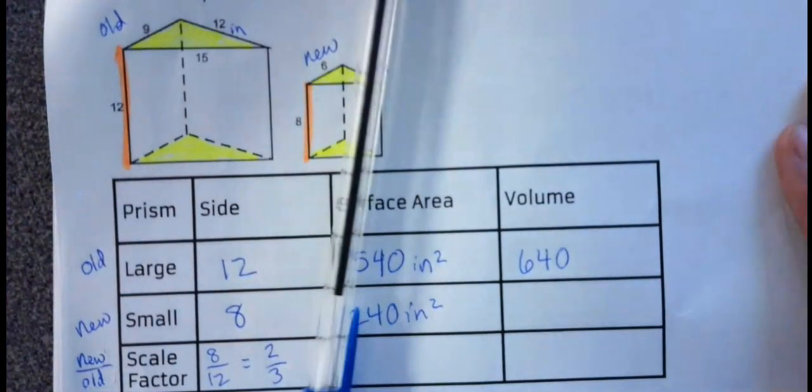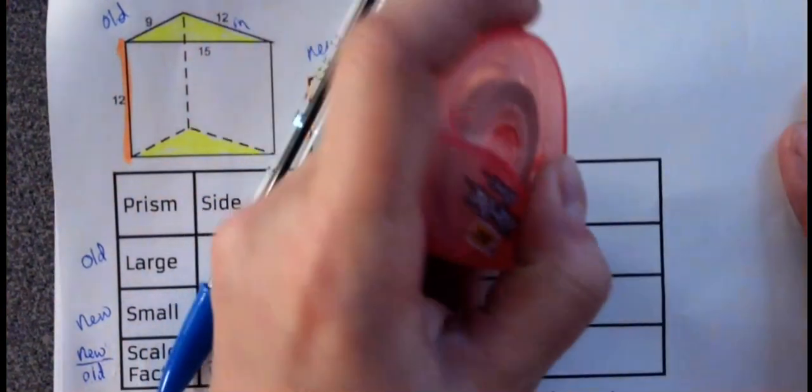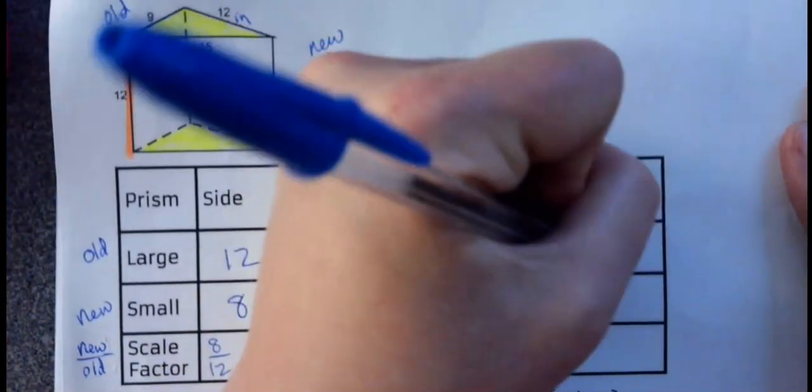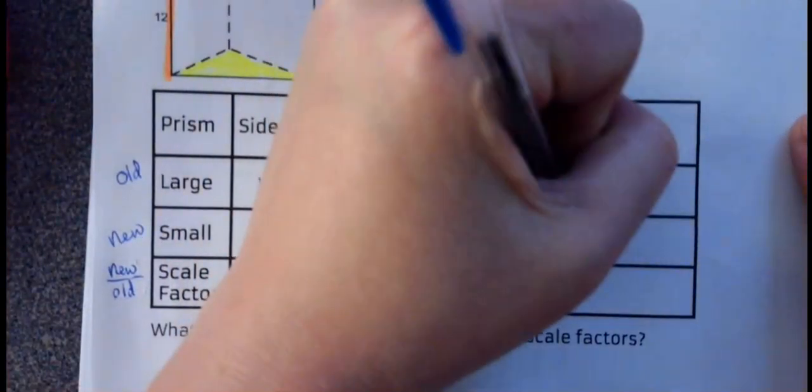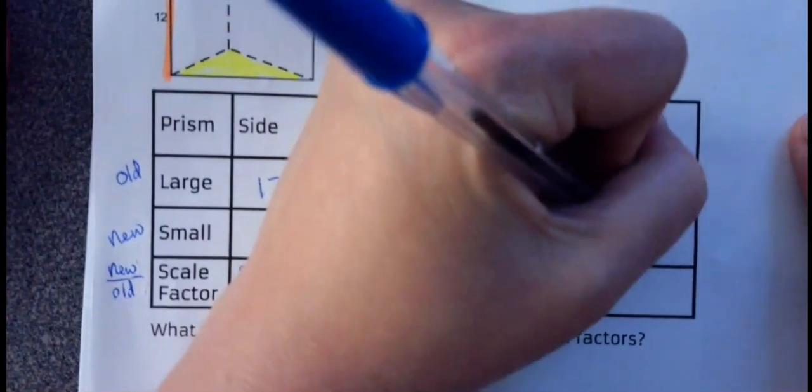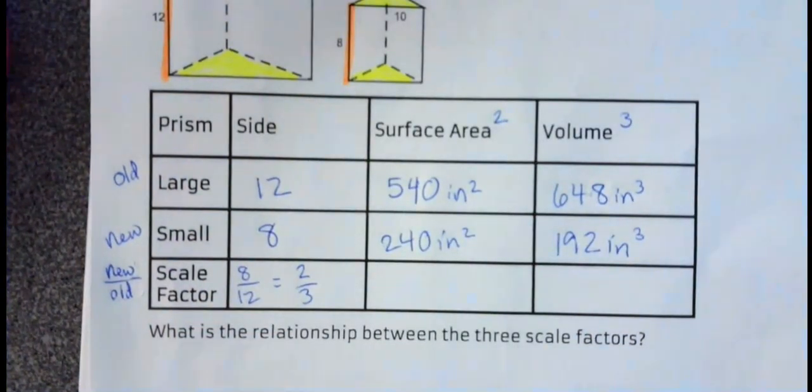Here's the volume, 648 inches cubed. So one thing I want to point out is surface area is squared, volume is cubed. I'm just going to write it there so we remember that. 192 inches cubed is the volume of the smaller shape.